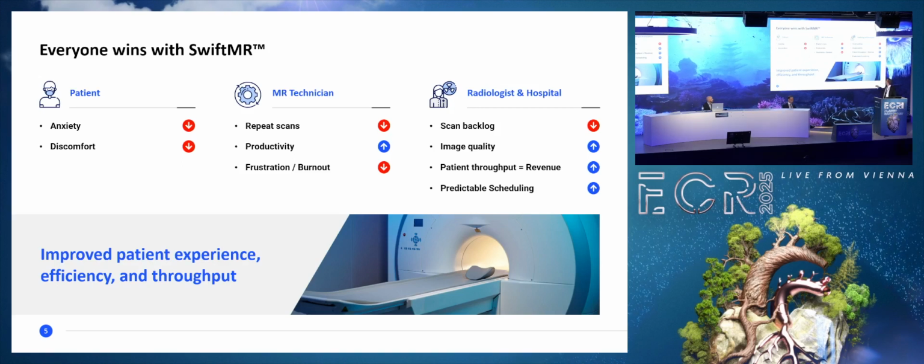productivity. We have lower scan backlogs. We have better image quality and maybe better revenue with more patient throughput.